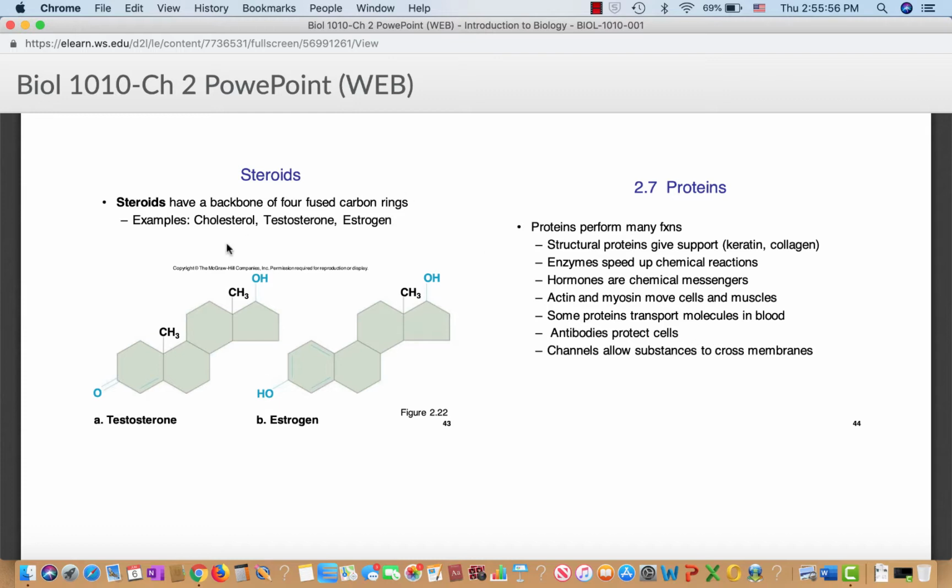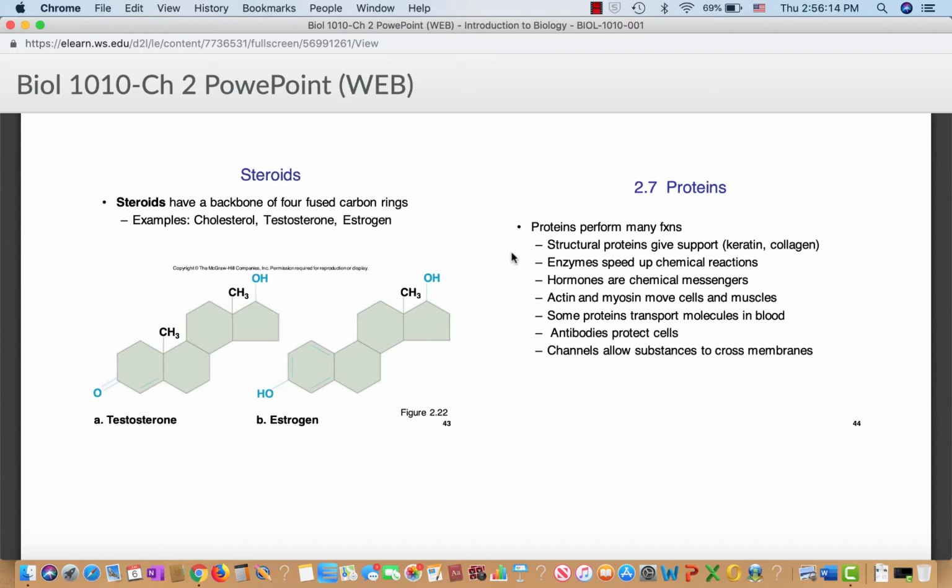Steroids, typical examples include cholesterol, testosterone, and estrogen. They have this backbone of four fused carbon rings, and they're usually messengers of some sort. They influence or direct the functions of tissues.